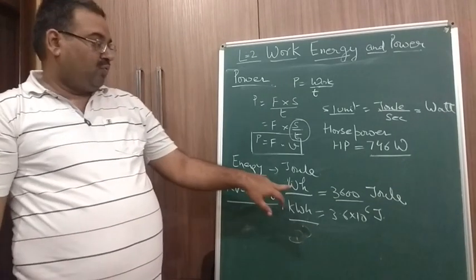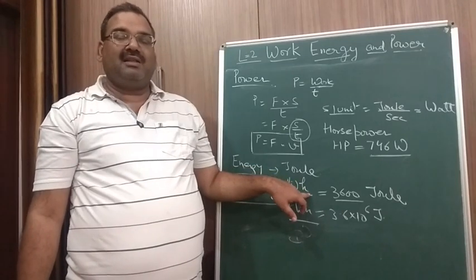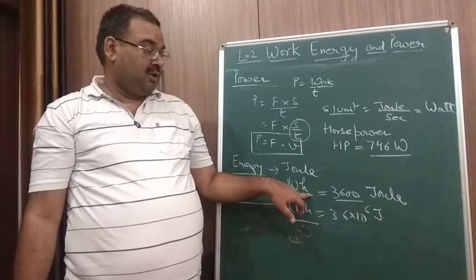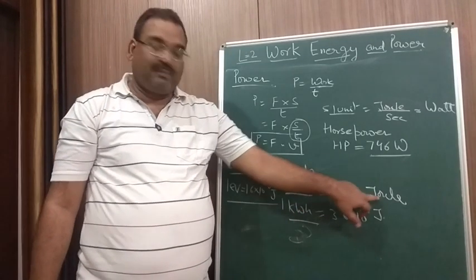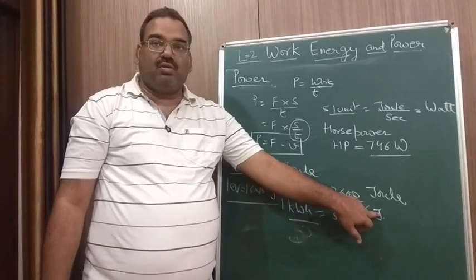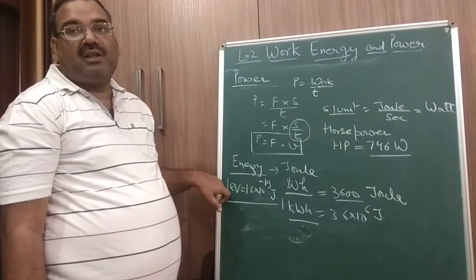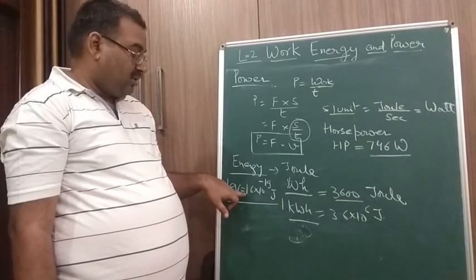Watt hour is 1 watt into hour. In an hour, 3600 seconds are there. So 3600 joules. 1 kilowatt hour is 3.6 into 10 raised to power 6 joules. Then we have 1 electron volt, that is the smallest unit of energy, equal to 1.6 into 10 raised to the power minus 19 joules.